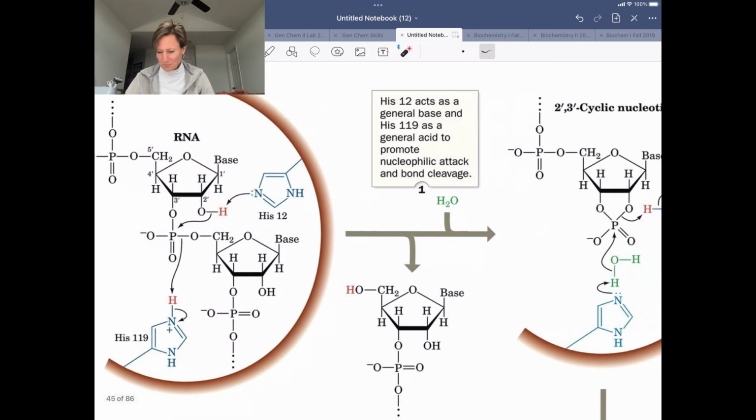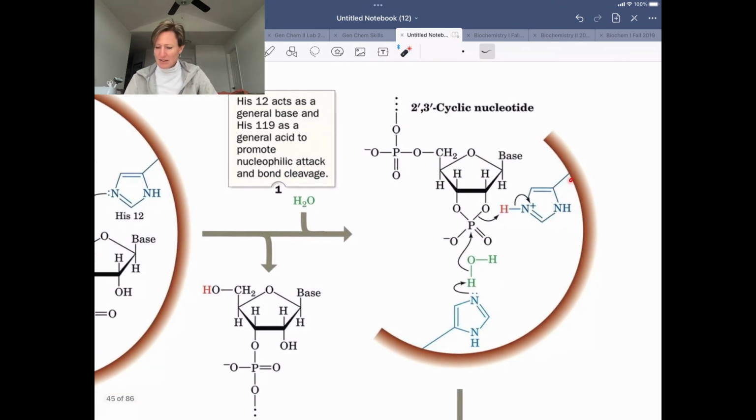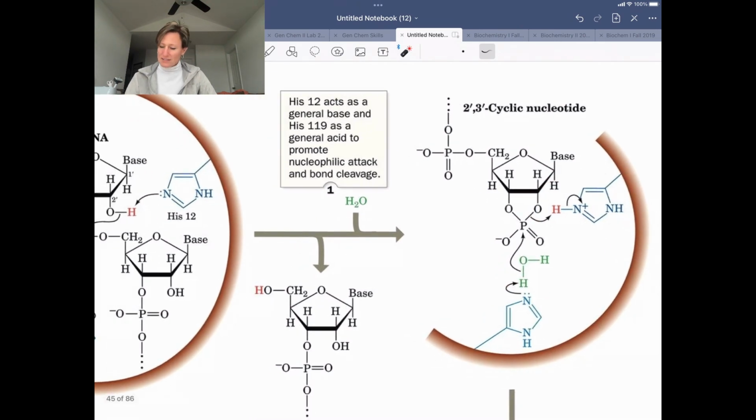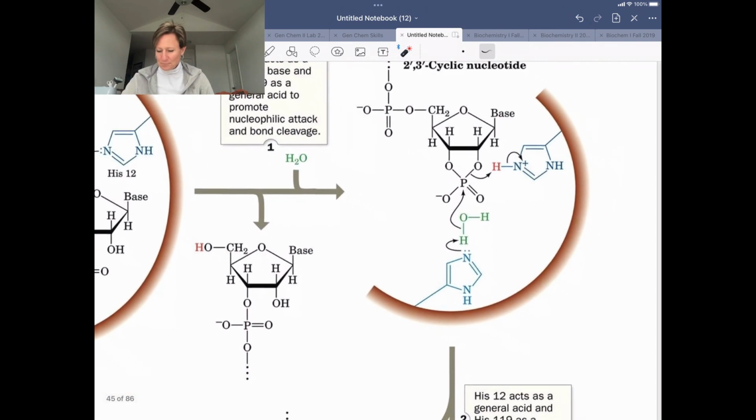Excuse me. Look what they look like over here. They're not the right protonation states. This histidine 12 is now protonated. This histidine 119 is now deprotonated. But water has come in, and we still have another step that's going to allow us to regenerate that enzyme active site.